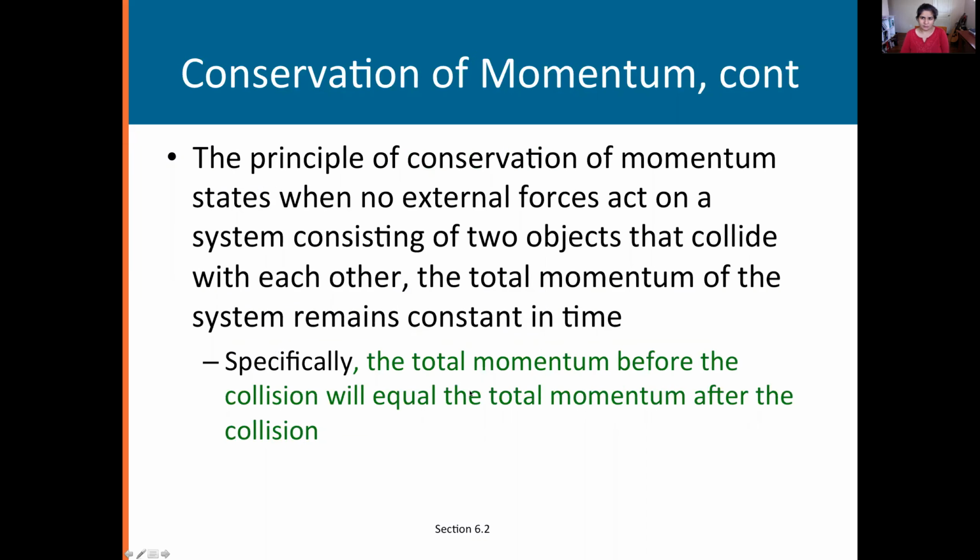So the principle of conservation of momentum, let's read the green part. It says the total momentum before the collision will be equal to the total momentum after collision. This is the magnitude of the momentum. It's going to be the same number, just like in energy conservation. The same amount has to be there initially, and the same magnitude has to be there finally.